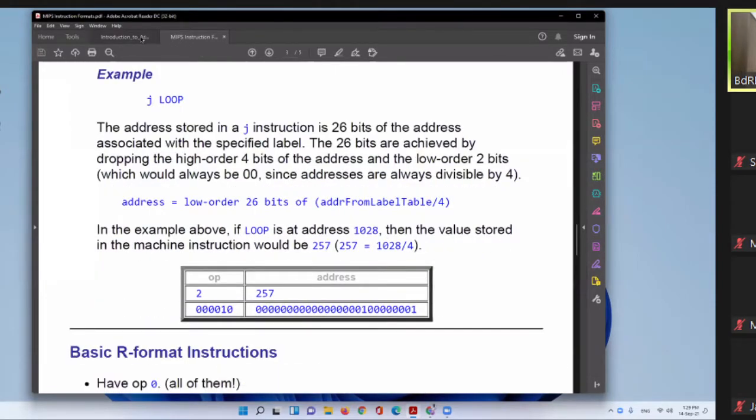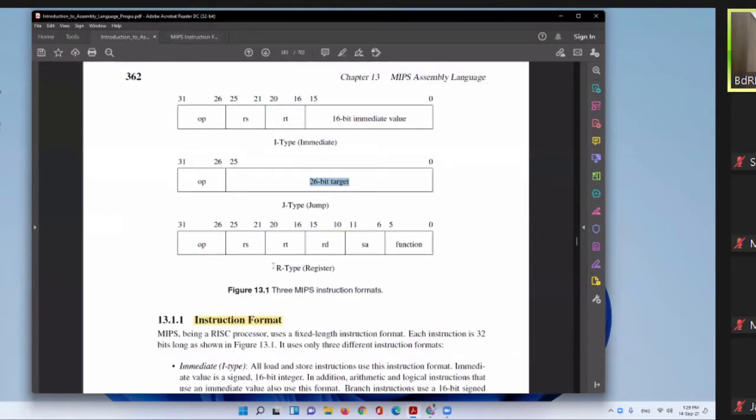Okay, let us see the third one. The third one is the R type, the register type, which is the most common one, because we know that most of our tasks are done in the registers, right?